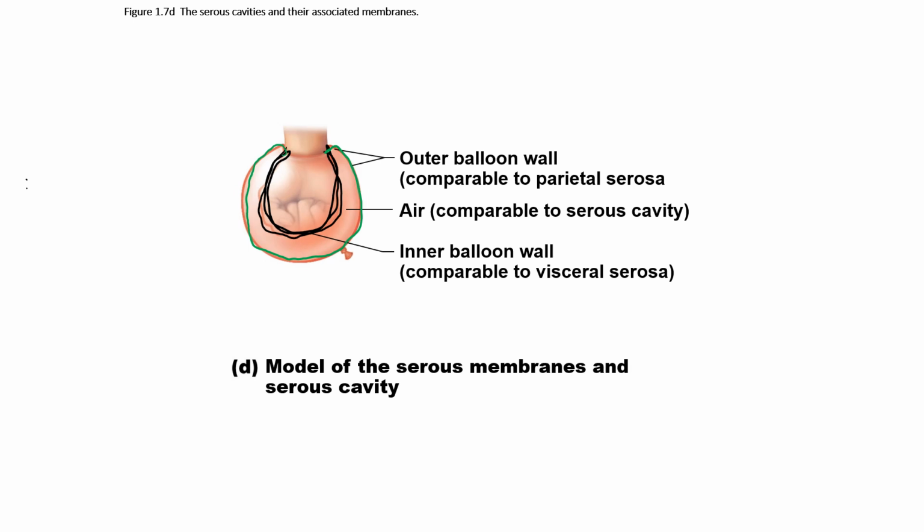The portion of the sac, the serous membrane, that makes contact with the actual organ itself is called the visceral serosa. That should be in black for consistency. The visceral serosa is the portion of the serous membrane that actually makes physical contact with the organ. It's touching it. And the portion of the serous membrane that does not make contact with the organ, like the portion of the balloon in our example that does not make contact with the organ, is referred to as the parietal serosa. That's what would be in green.